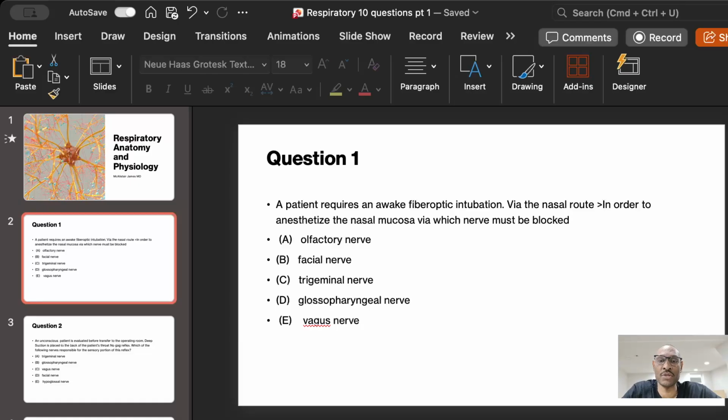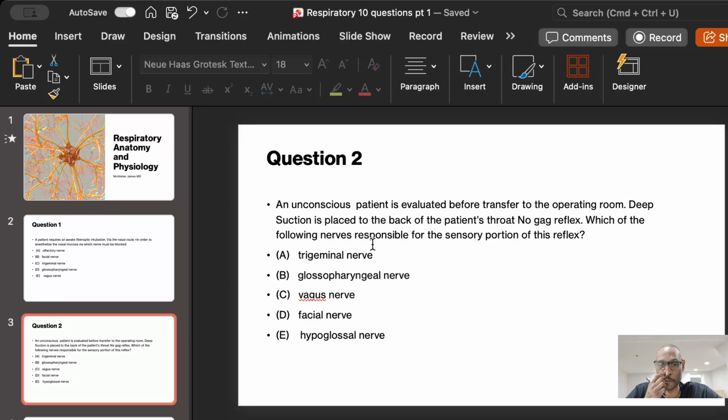Question number 2 is going to be this. An unconscious patient is evaluated before transfer to the operating room. Deep suction is placed to the back of the patient's throat. No gag reflex. Which of the following nerves is responsible for the sensory portion of this reflex?